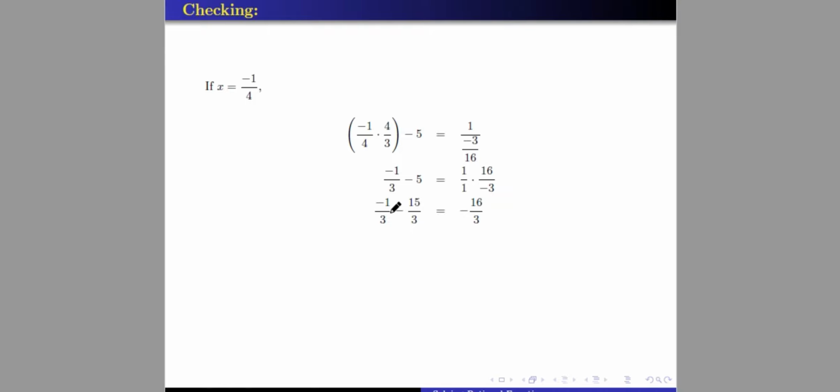So they are similar fractions, so we can have this. Negative 1 minus 15 is negative 16. So take note that both of them are equal. So therefore, the solution set contains negative 1 over 4. So the solution set contains negative 1 over 4.